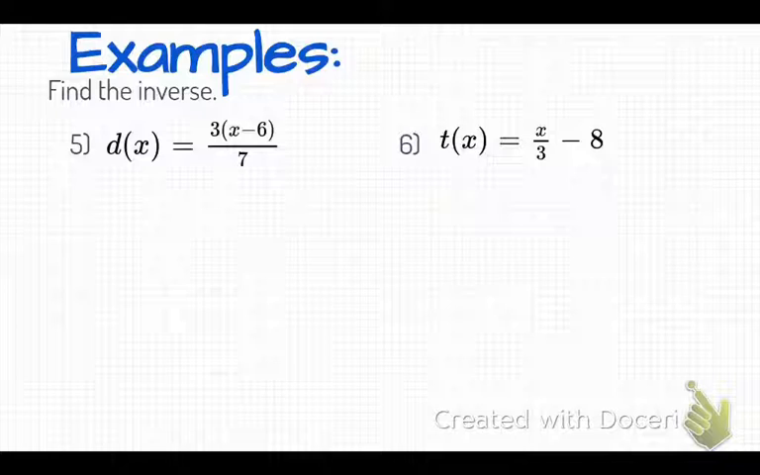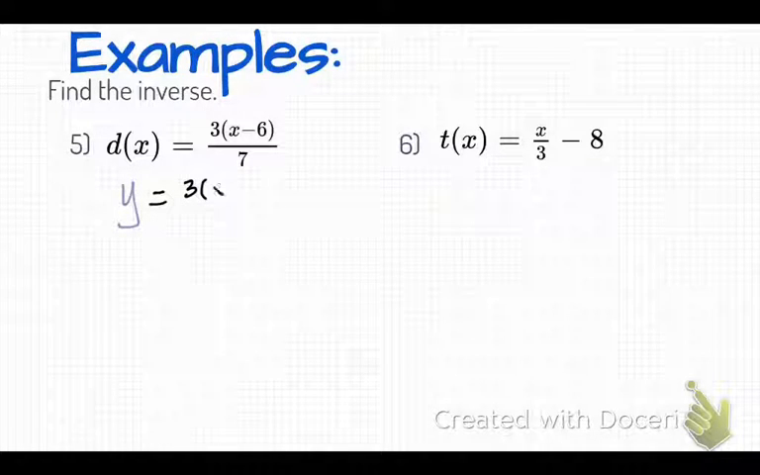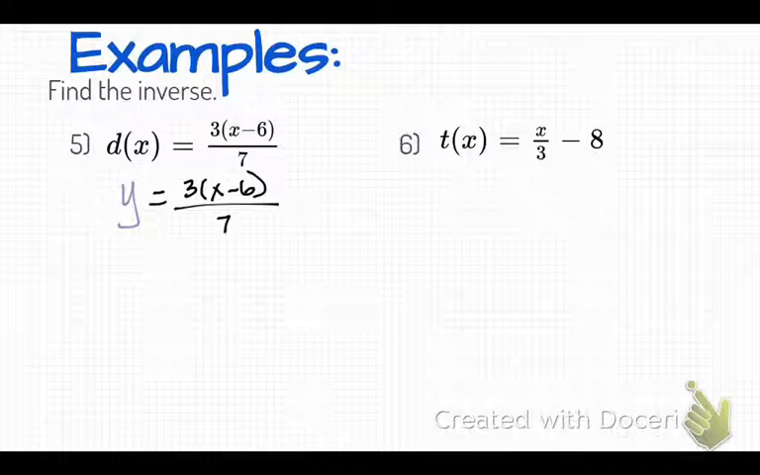Number 5. First step. Change d of x to y. Okay, second step. Multiply by 7 is my next step? Now what do I do first? Switch x and y. You're close. That's the next step after this. So switch x and y first. And then she said multiply by 7.